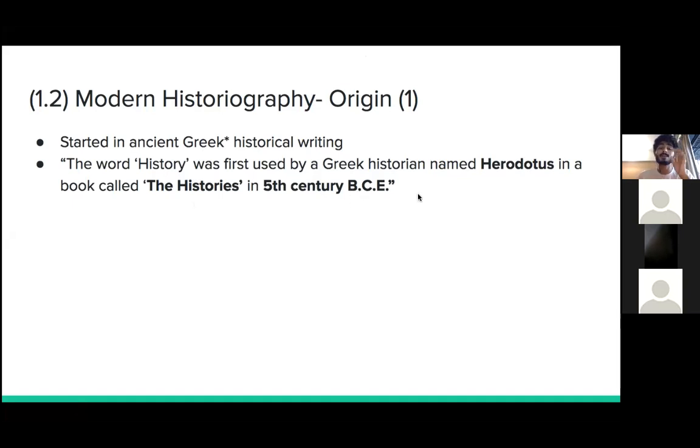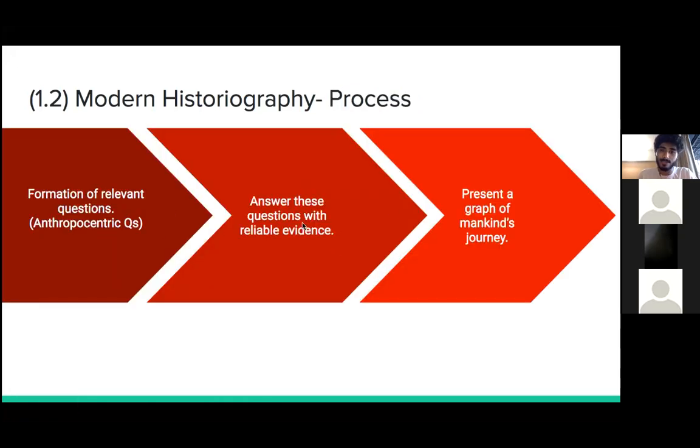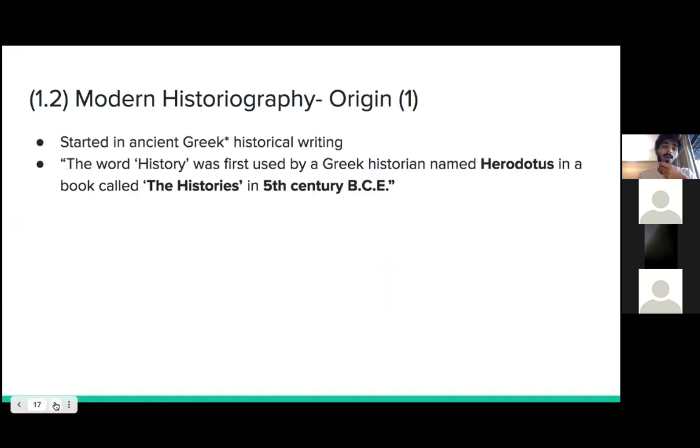So modern historiography का ये जो technique हमने अभी सीखा है, the formation of relevant questions, this technique that we just learned. The first time this technique was learned and the first time the word history was used was in the book The Histories by Herodotus, where he used the word history in 5th century BCE.